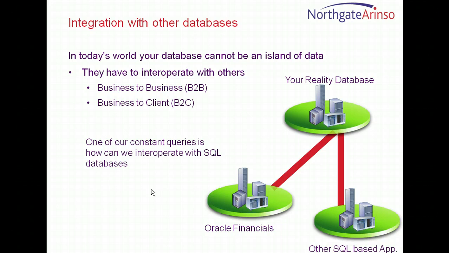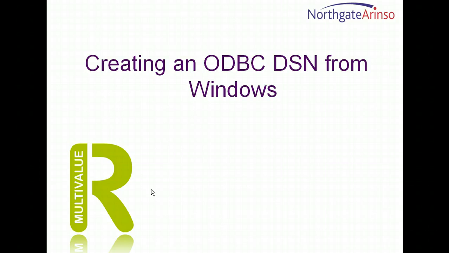So in order to use the SQL-VIEW capability to enable this sharing of data, the first thing we need to do is create ourselves a DSN entry in our Windows server so that Reality can get to the ODBC database. So let's hop over to Control Panel and we'll take a look at how quickly we can do that.